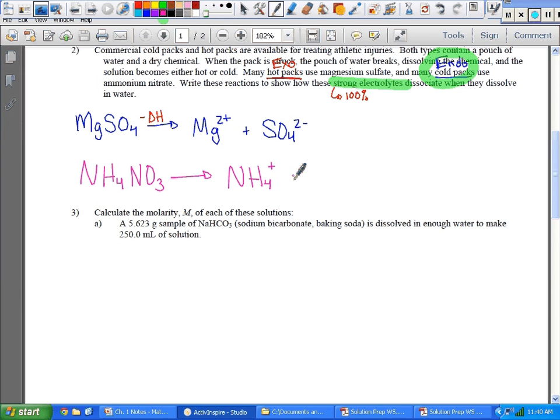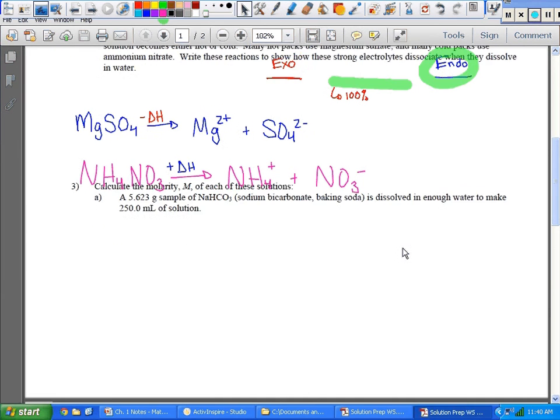And this one would be what? Positive delta H, just because they tell us based on those things. All right, so we get on all that. Does that make sense? All right, so let's look at number 3. Calculate the molarity of each of these solutions. Okay, so you've got 5.623 grams of sodium bicarbonate, which is baking soda.